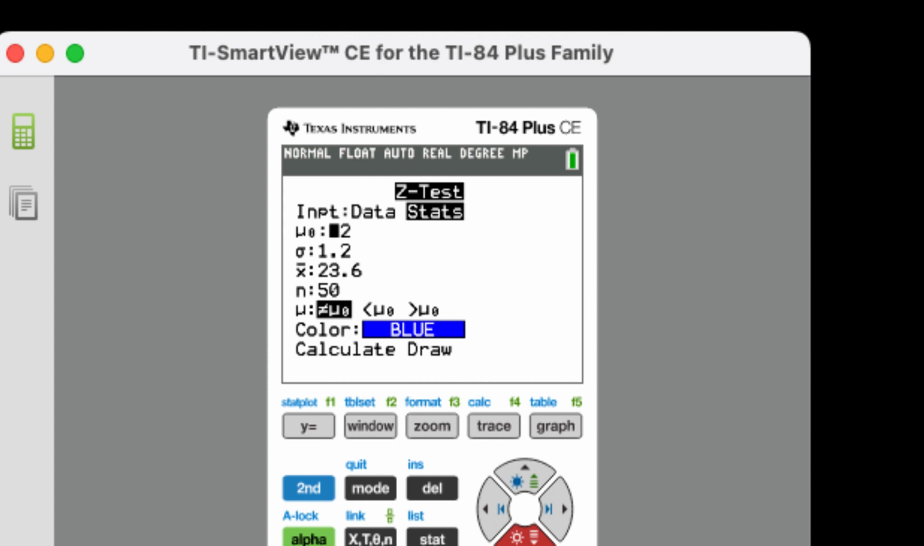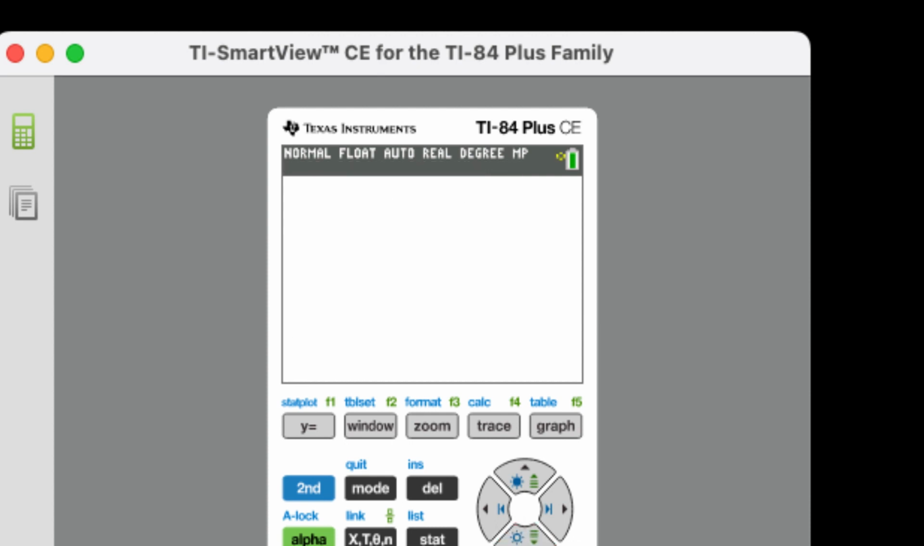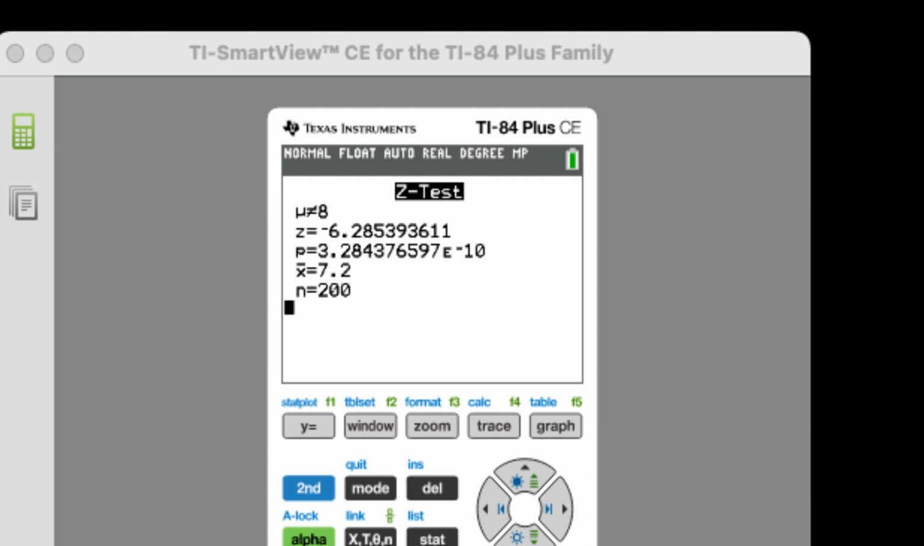What's your mu naught? 8. What's the sigma, which is really s? 1.8. Okay, good. What's the sample mean? 7.2. What's your sample size? 200. Is that a two-tailed test? So that's a not equal. Hit what? Calculate. Ladies and gentlemen, what is your p-value?